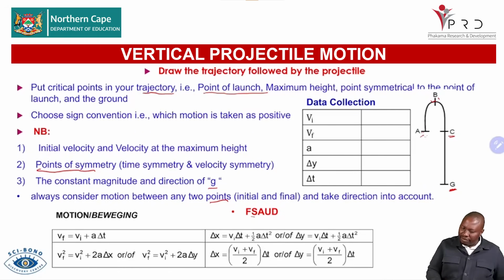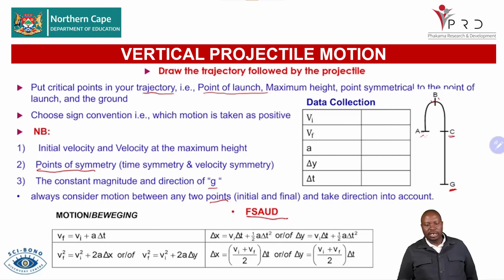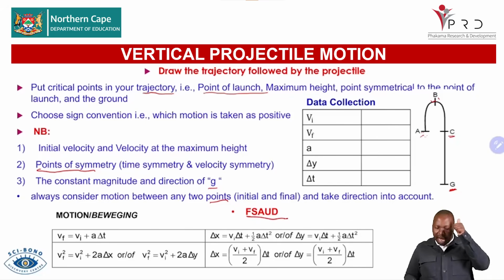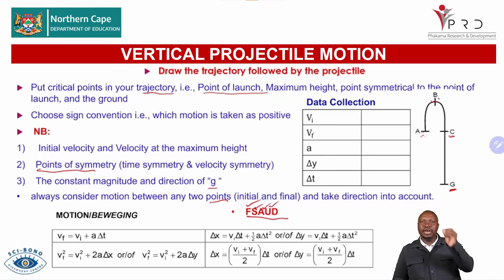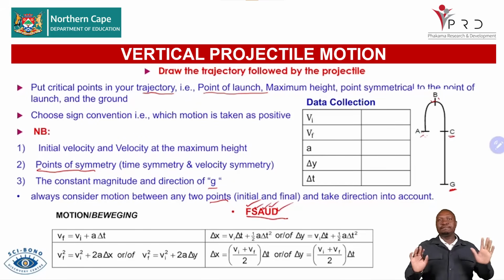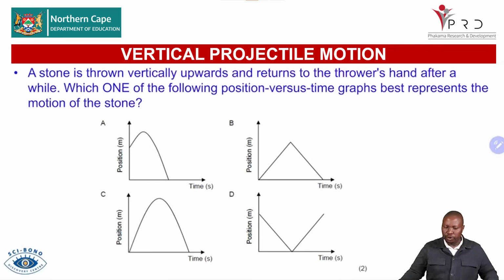And we are still emphasizing the FSAUD: after you have collected data, because the data will tell you which formula is correct, you will write the correct formula, you will substitute into that formula, you will write the answer, and your answer must go with the what? Correct SI unit. And if you are dealing with a vector, you will talk to the issue of direction. Please, let's not lose marks on those small mistakes of not utilizing that.